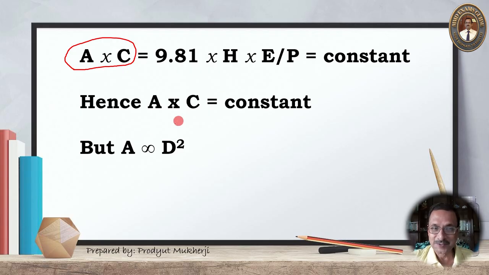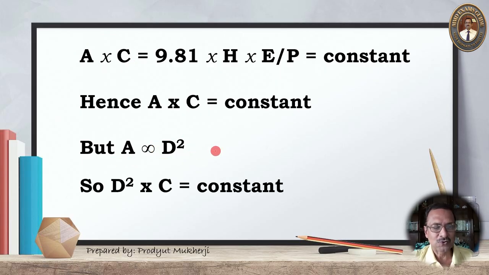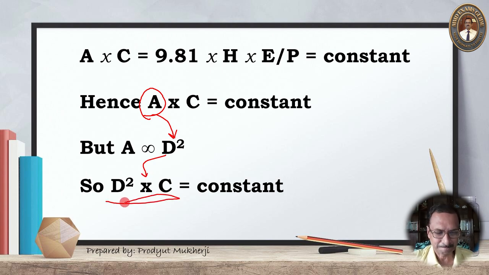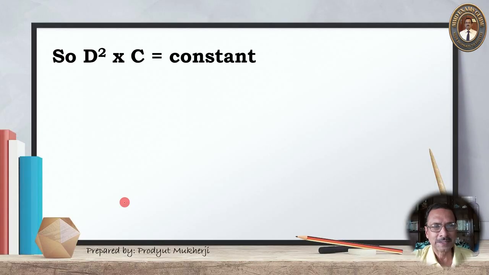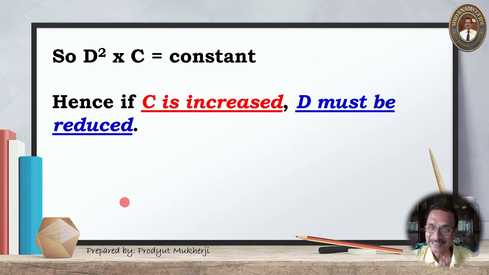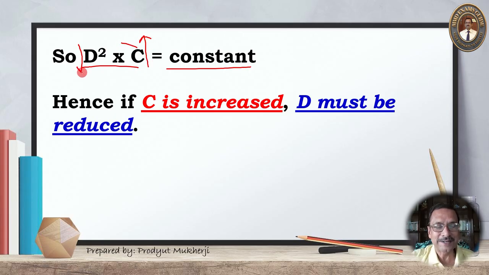But A is proportional to the diameter square of the valve. Area of the valve is proportional to diameter square. Instead of A, we put D square. So we can say that D square into C is a constant. Now we see the fun start. Hence, if C is increased, then D must be reduced because the product of the two is a constant. If this is increased, to keep the product a constant, the D has to be reduced.